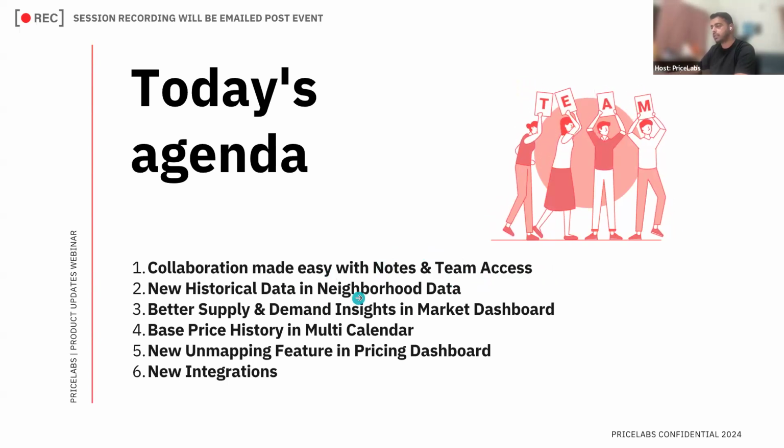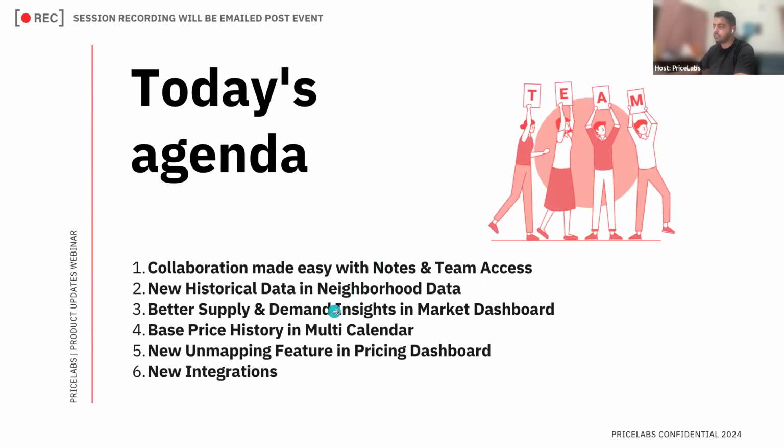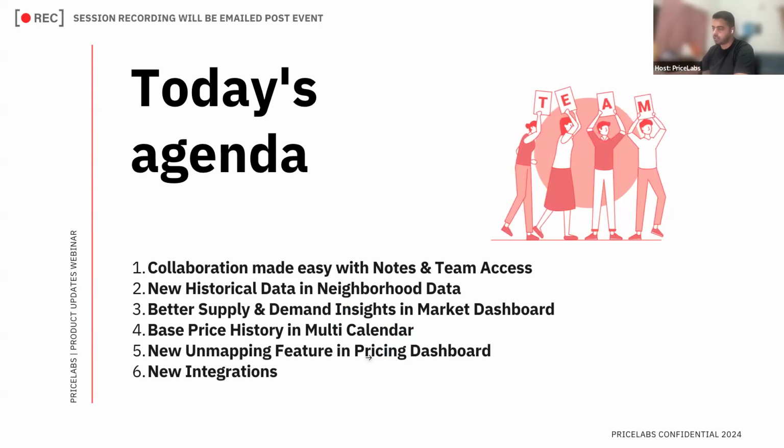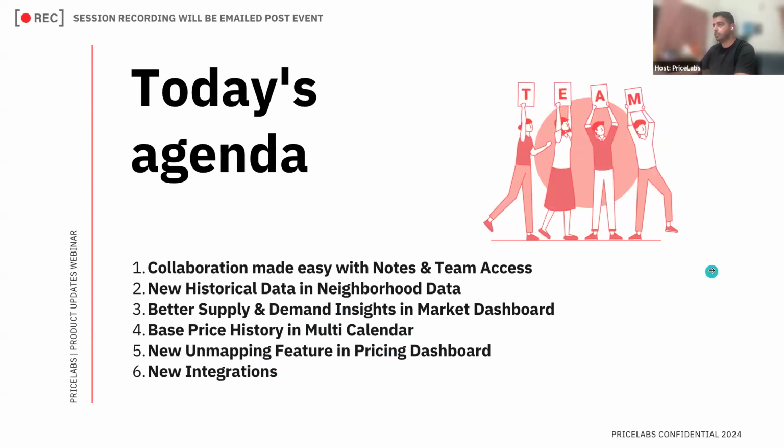We've added a market history section in neighborhood data for you to check at a very broad level how the market is behaving. We've made some changes on market dashboard supply and demand charts. We've added base price history to multi-calendar, and we've simplified the process of unmapping a parent listing in case you're using parent-child mappings. And then, of course, there are a bunch of new integrations that we've added. Right. So that's all from the update section.